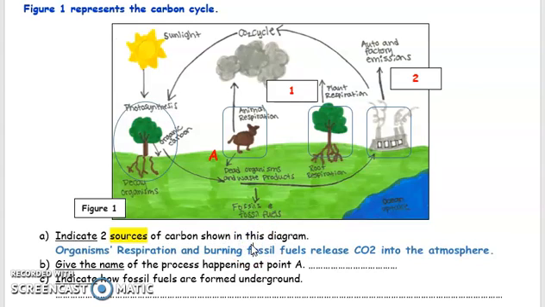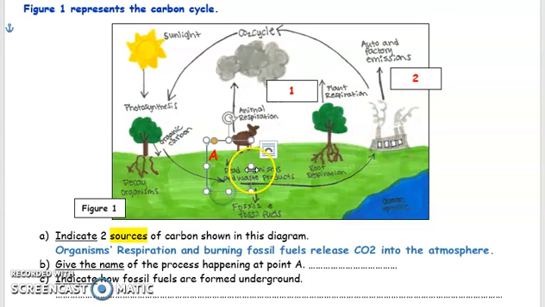Give the name of the process happening at point A. Let's see. What's happening at point A? This is point A. So they wrote dead organisms and waste products.